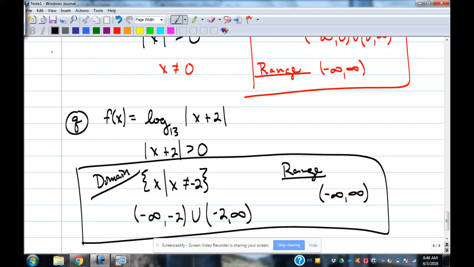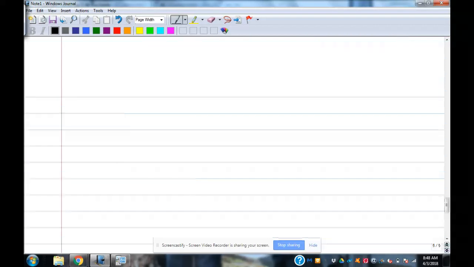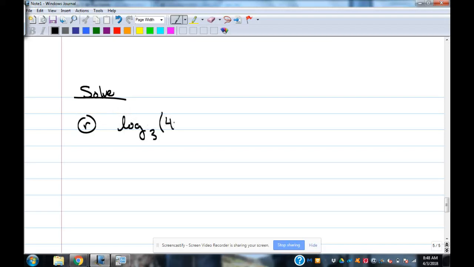All right, let's get to the last thing in this section, and that's solving equations. I like that better because you get x equals a number and you feel like you've done something and you can check it and all that stuff. So, solve. We're going to use some of the skills that we've talked about today to solve some logarithmic and exponential equations. Log base 3 of 4x minus 7 is equal to 2.